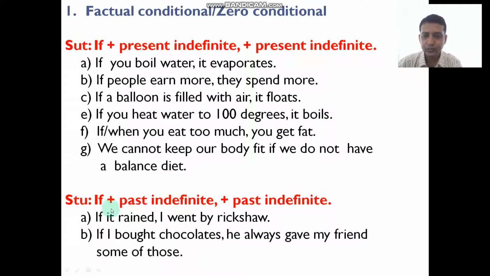Second structure: if plus past indefinite plus past indefinite. If it rained, I went by rickshaw. If I bought chocolates, I always gave my friend some of those. Okay, again, if plus past indefinite plus past indefinite. This is the factual conditional or zero conditional.